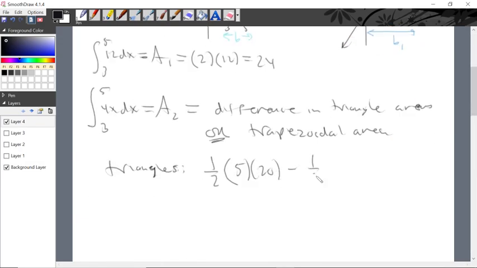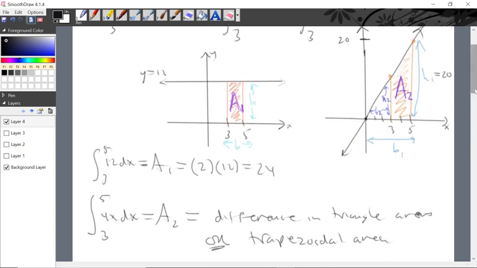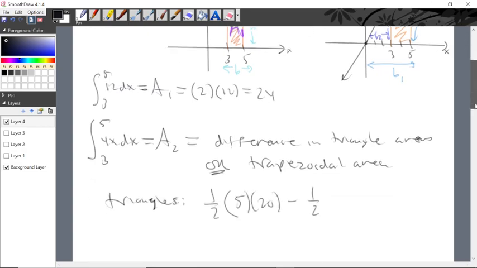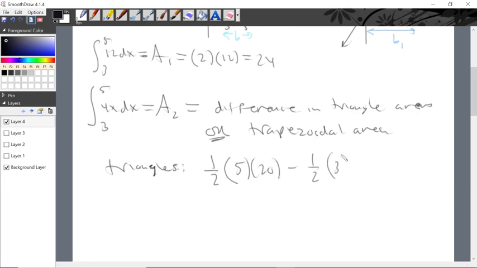And then subtract from that the area of the smaller triangle. That's 1/2 times this base, which is 3, and what's this height? We evaluate y equals 4x at 3, you get 12. So half of 20 is 10, 10 times 5 is 50, half of 12 is 6, 6 times 3 is 18, 50 minus 18 is equal to 32.